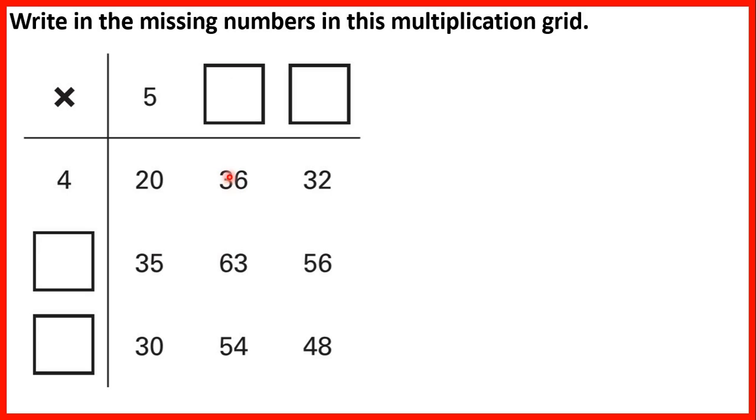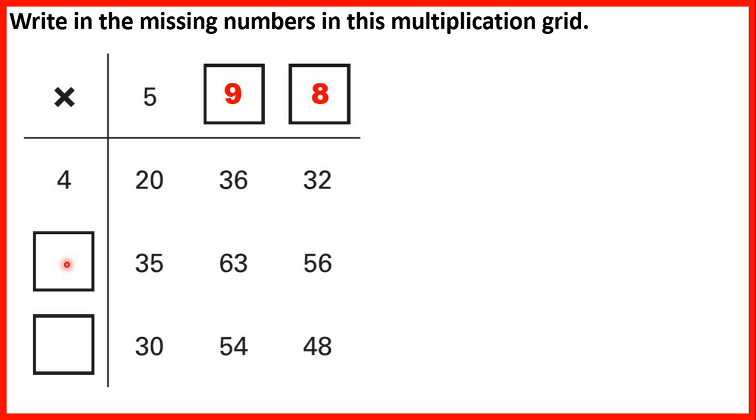So really, we have a missing number multiplication. 4 times what is 36? Well, 36 divided by 4 is 9, so our missing number is 9. And here we have 32, so 4 times something is 32. Well, 32 divided by 4 is 8, and that means that 4 times 8 is 32.